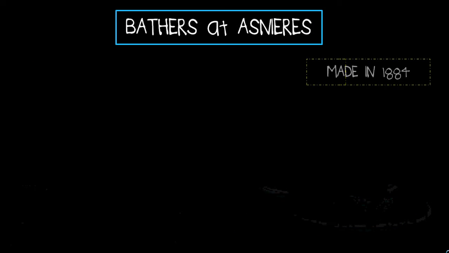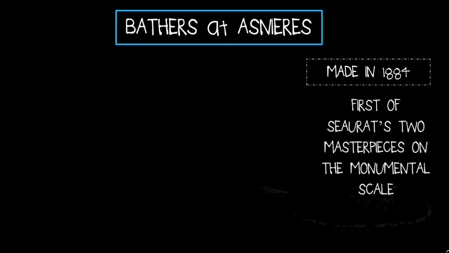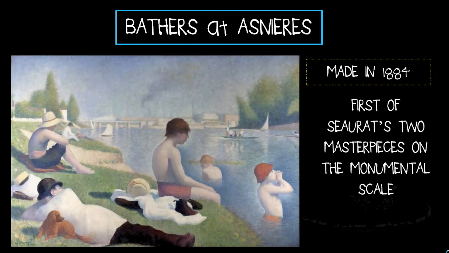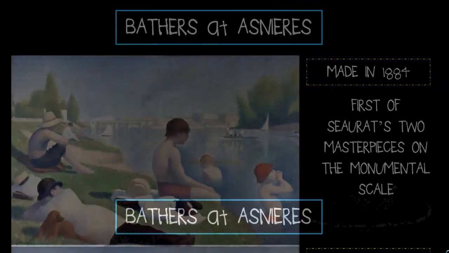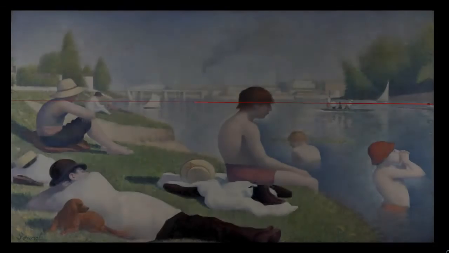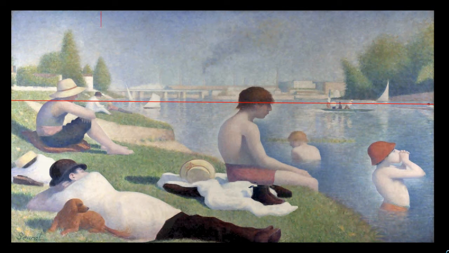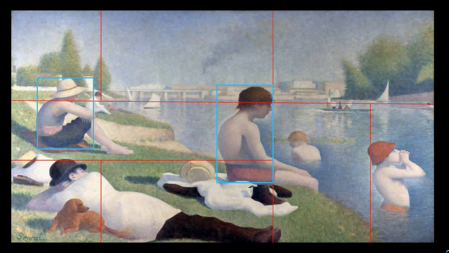Bathers at Asnières. Made in 1884, this is the first of Seurat's two masterpieces on the monumental scale. Notice the distance between the boy with a straw hat on the left side of the frame, the boy sitting on the edge of the river bank, and the boy standing in the river with his hands cupped to his mouth. At first glance, there does not seem to be any geometrical configuration at all, but upon closer examination, one sees that the golden ratio is represented in these distances. The boys themselves are also depicted in accordance with the ratio when examined individually.